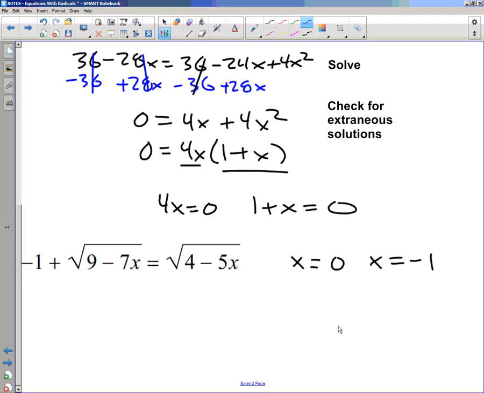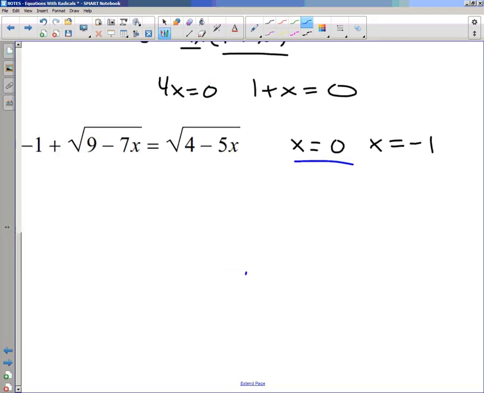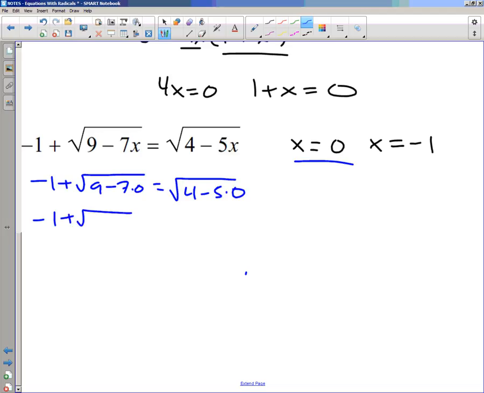So plugging 0 in to this equation is going to give us -1 plus the square root of 9 minus 7 times 0 equals the square root of 4 minus 5 times 0. Let's simplify that. 7 times 0 is just 0, so that's going to be 9 minus 0, which is still just a 9. Same thing over here, -5 times 0 is going to be 0, so 4 minus 0 is still a 4.